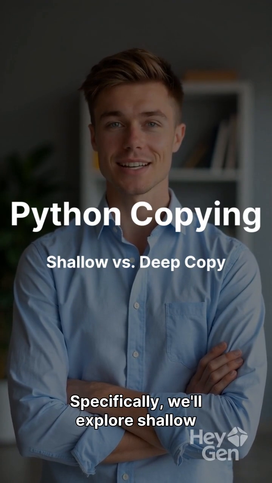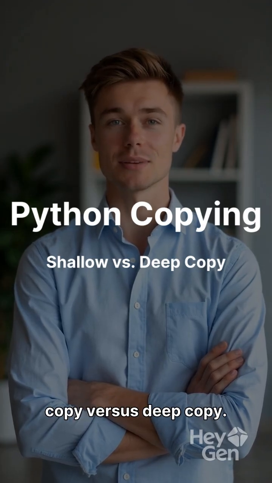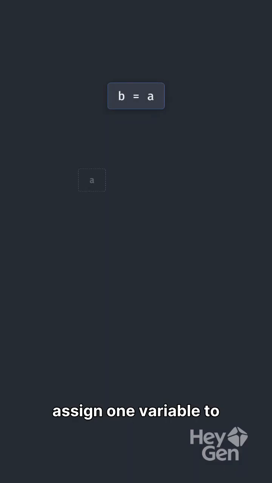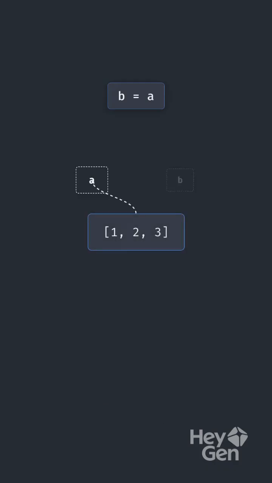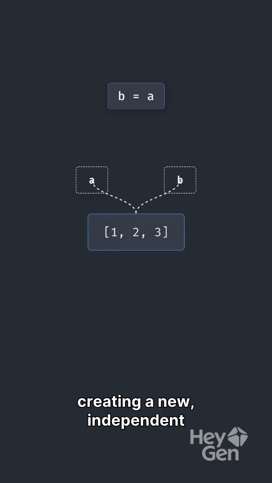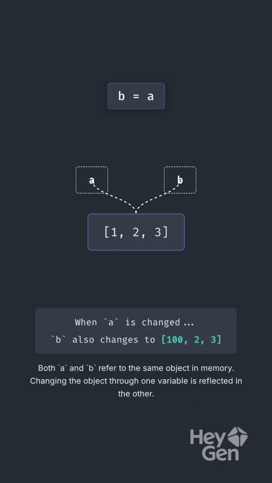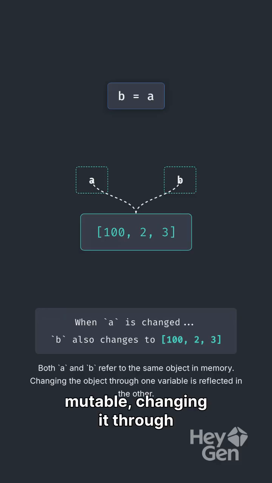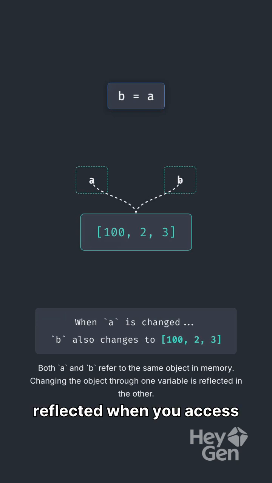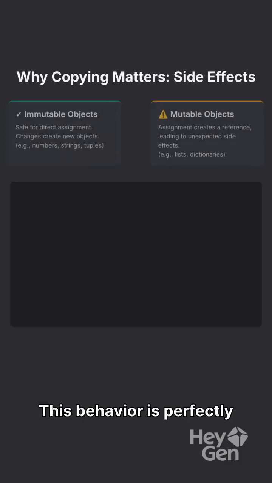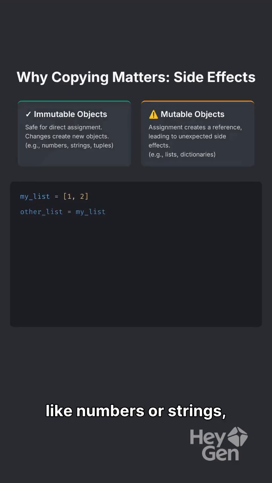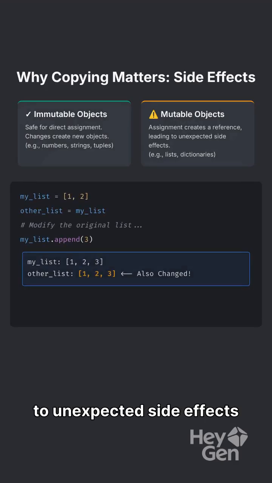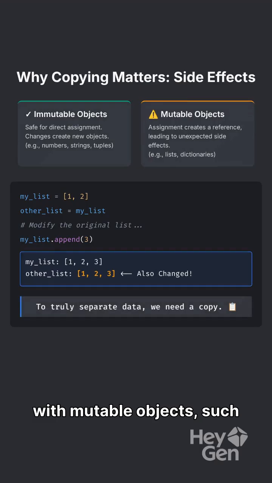Today, we're diving into a core concept in Python that often confuses beginners and even seasoned developers: copying. Specifically, we'll explore shallow copy versus deep copy. In Python, when you assign one variable to another, like b = a, you're not always creating a new, independent copy of the data. Instead, you're often making both a and b refer to the same object in memory. If that object is mutable, changing it through a will also be reflected when you access b. This behavior is perfectly fine for immutable objects like numbers or strings, but it can lead to unexpected side effects with mutable objects, such as lists, dictionaries, or custom classes.